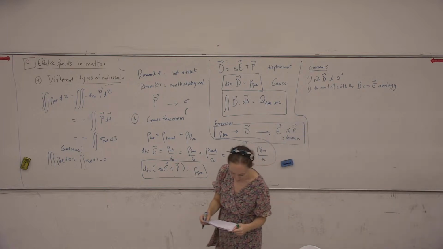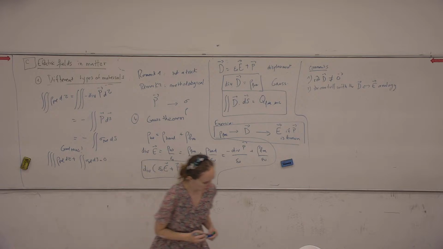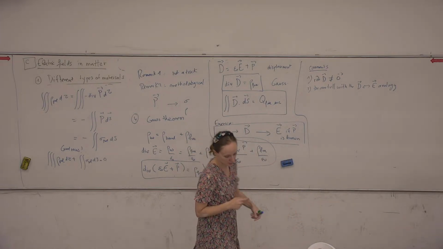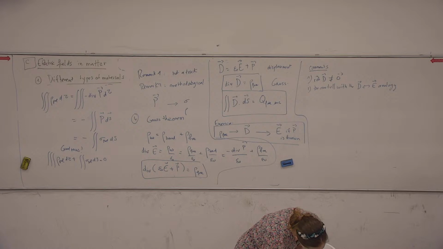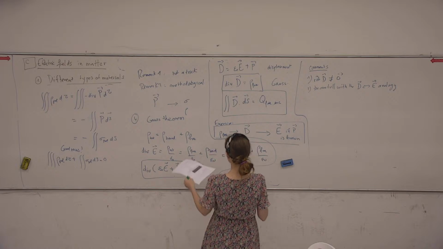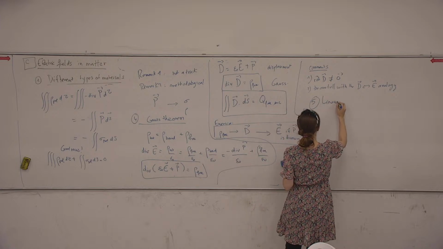Okay, and the last thing that I will do is to define for you what's a linear medium. So we will have several exercises to practice this. Okay, this is very important. And I will just give you the definition of a linear medium because you will also need it for the exercises. So okay, Gauss theorem. And 5 is linear medium.